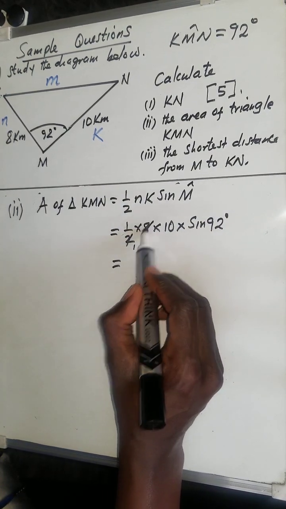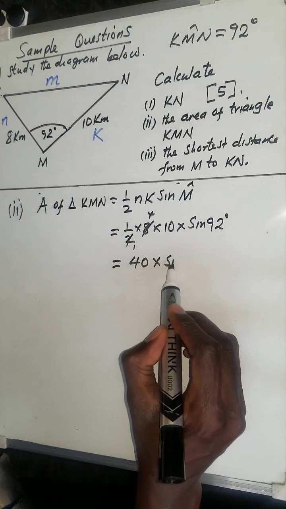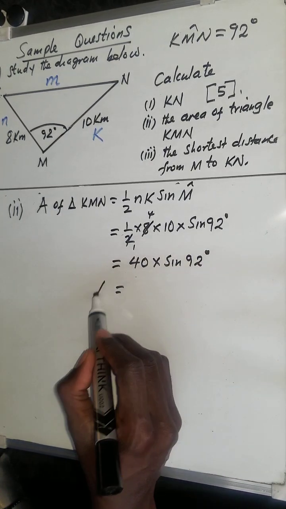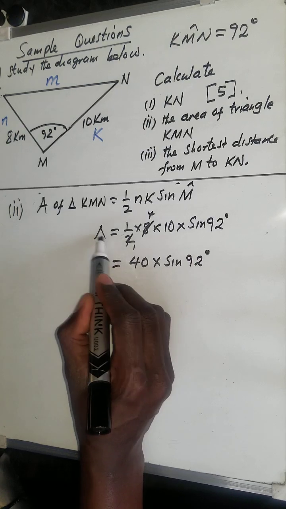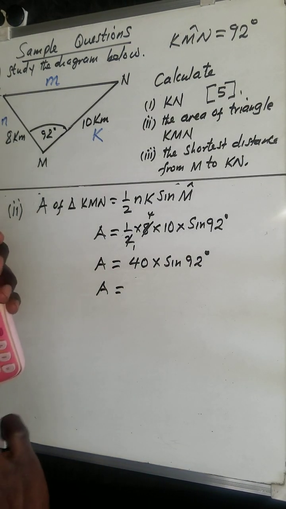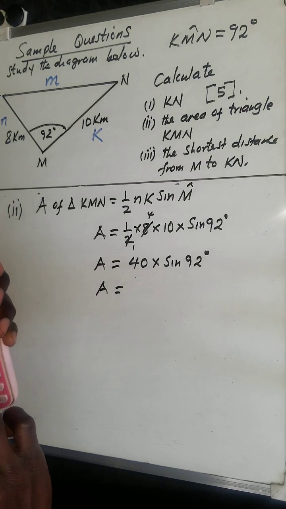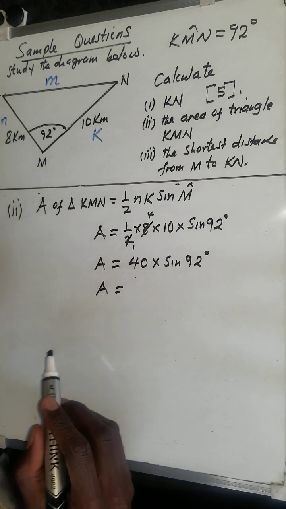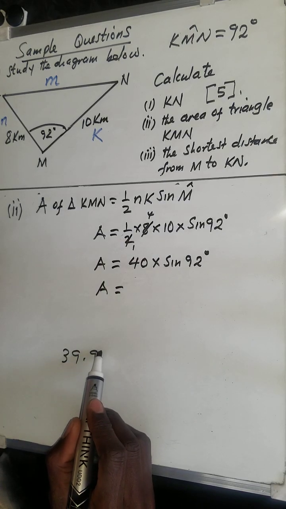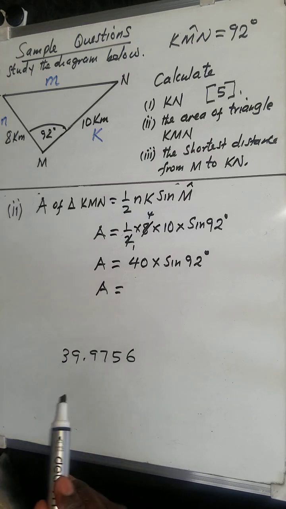So 2 there, 1, 2 there, 4. 4 times that will give you a 40, multiplied by sine 92 degrees. So you can just multiply now that. There's no problem using your calculator. Now if I multiply 40 multiplied by sine 92 degrees, that is giving me a value of 39.9796. Now suppose you want to round off to 3 significant figures.